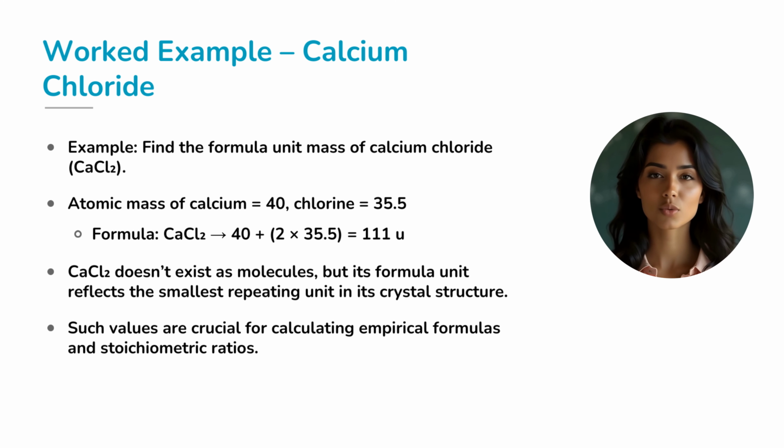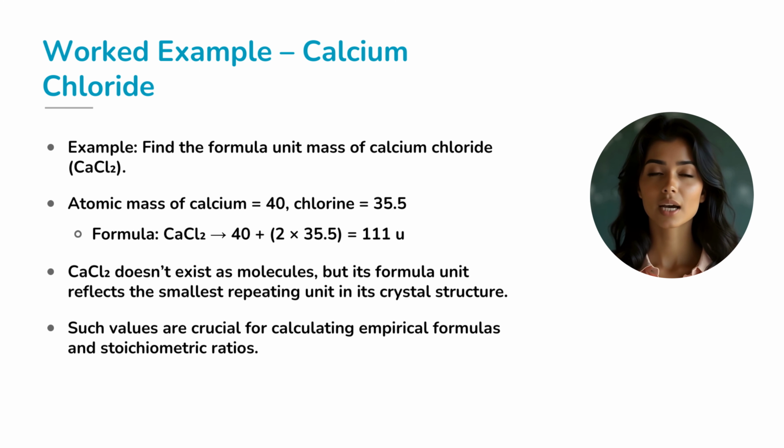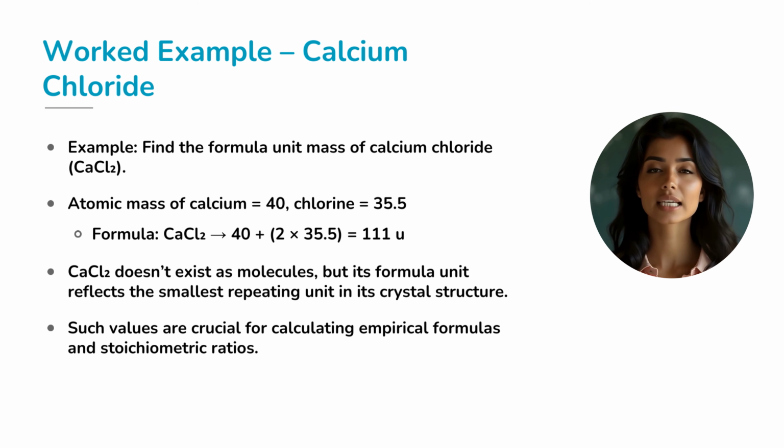Let's cement this idea with a quick example: calcium chloride, written as CaCl₂. Calcium has atomic mass 40 and chlorine is 35.5. Now CaCl₂ has 2 chloride ions. So, the formula unit mass is 40 plus 2 into 35.5, equals 40 plus 71, that's 111 U. This is the weight of the smallest repeating unit in the calcium chloride lattice, even though it doesn't exist as a separate molecule. Formula unit masses help in stoichiometry, empirical formula derivation, and more.